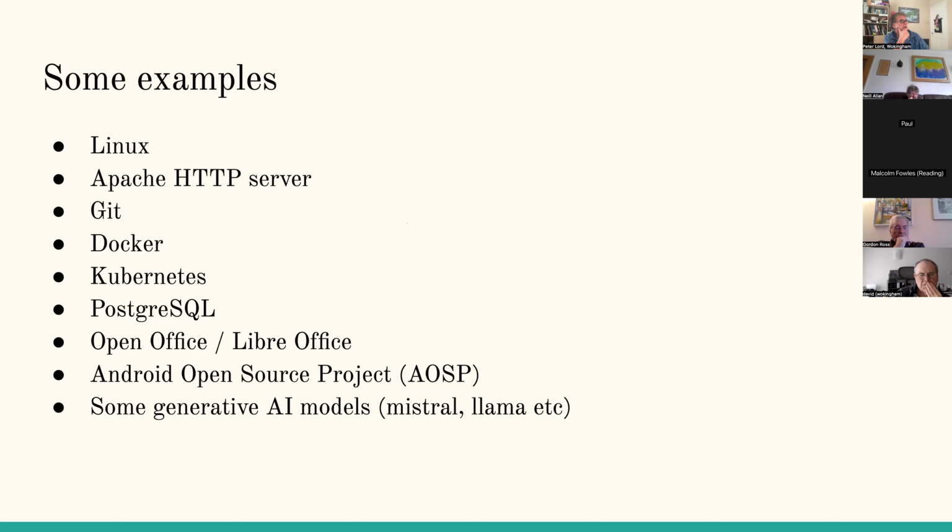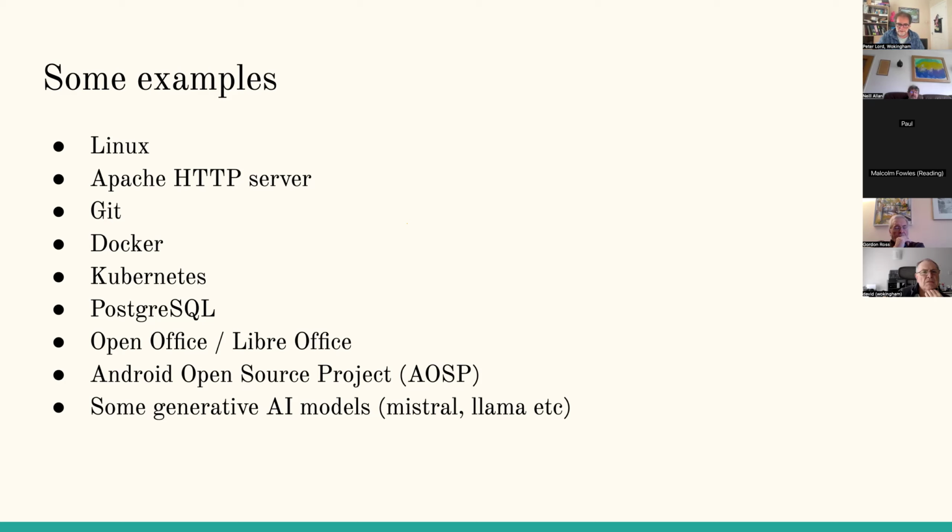Kubernetes is a massive open source project that's used to deploy complex cloud-based applications consisting of hundreds of separate components, and automatically starts and stops applications when the load goes up and so on. PostgreSQL we talked about.